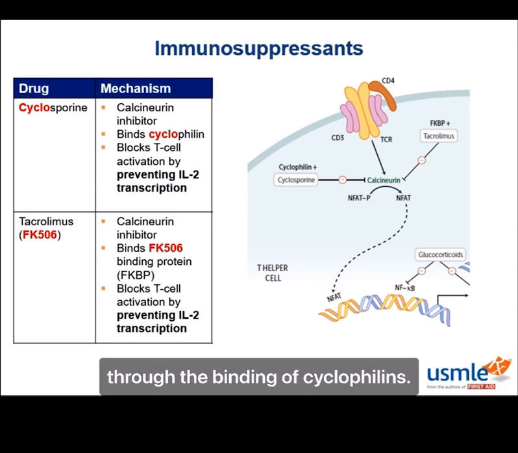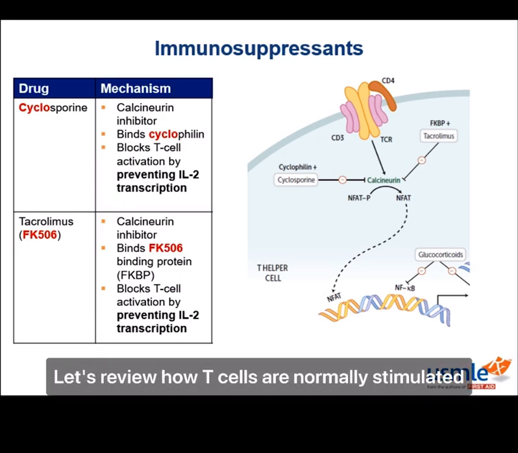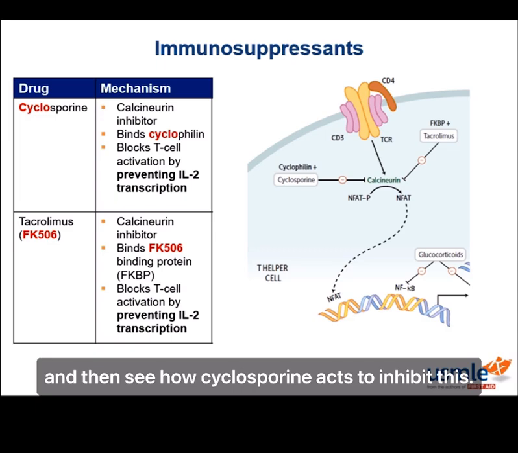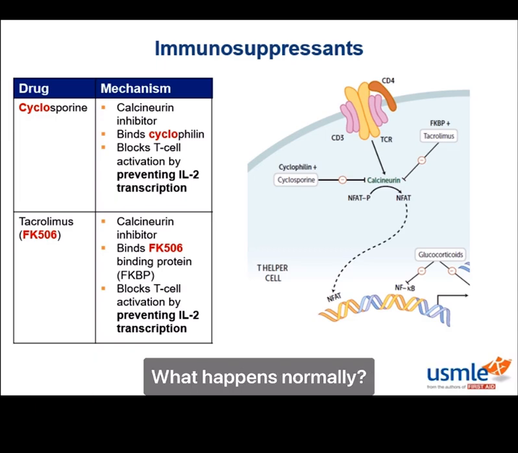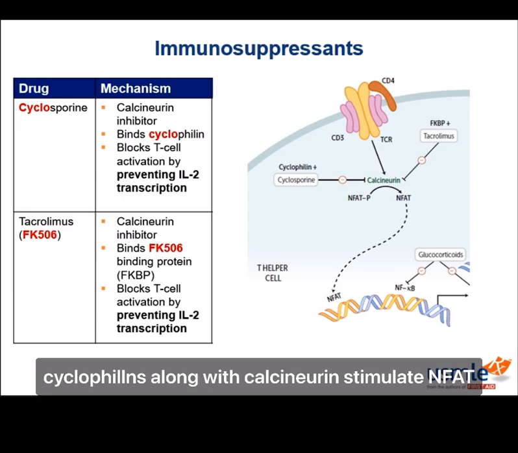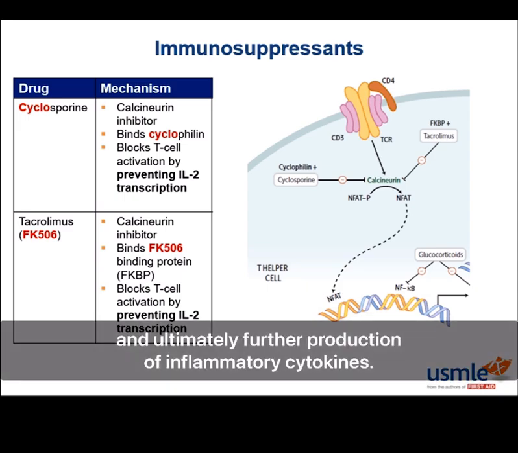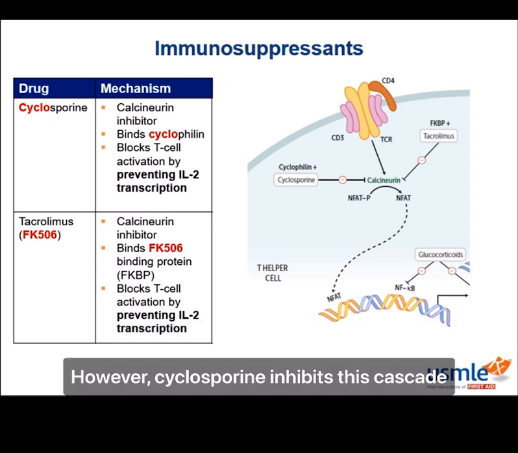So cyclosporin is a classic immunosuppressant that blocks the differentiation and activation of T cells by inhibiting calcineurin, a molecule which is necessary to produce IL-2 and its receptor. More specifically, cyclosporin exerts its action through the binding of cyclophilins. Now let's review how T cells are normally stimulated and then see how cyclosporin acts to inhibit this. What happens normally?